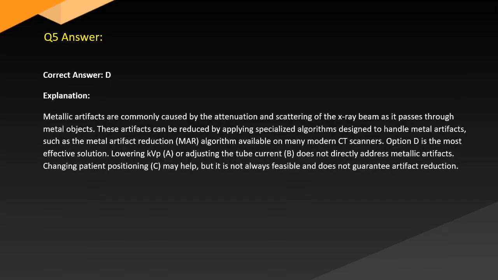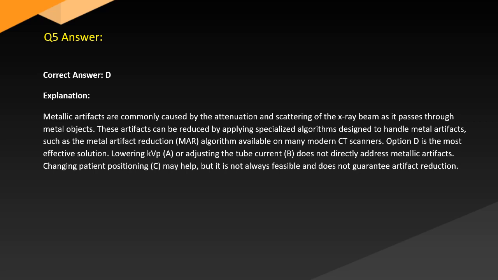Answer. Correct answer: D. Explanation. Metallic artifacts are commonly caused by the attenuation and scattering of the X-ray beam as it passes through metal objects. These artifacts can be reduced by applying specialized algorithms designed to handle metal artifacts, such as the metal artifact reduction (MAR) algorithm available on many modern CT scanners. Option D is the most effective solution.